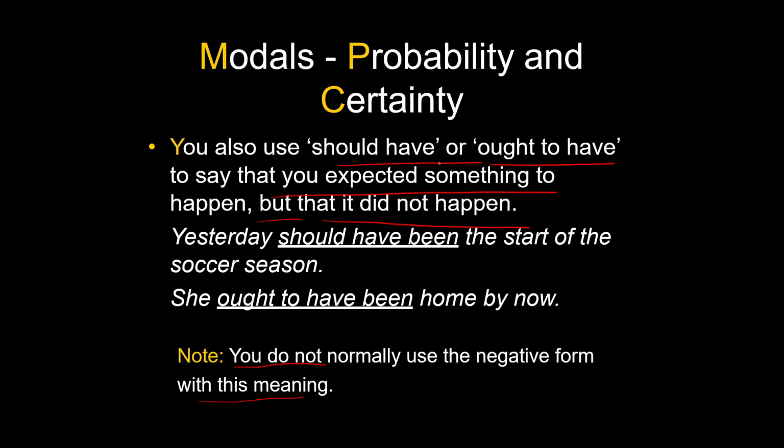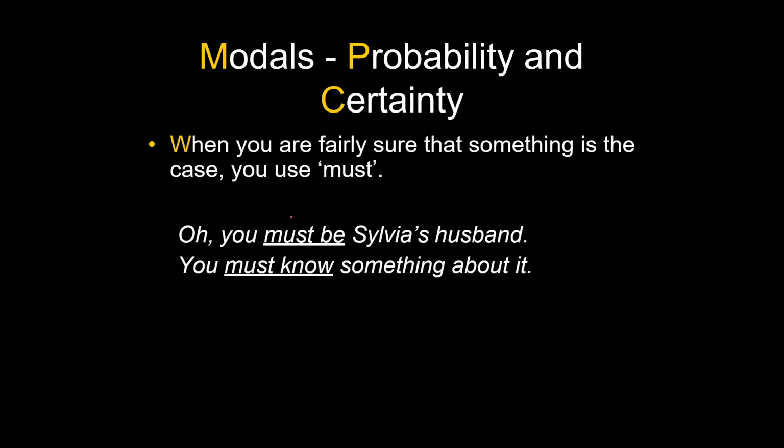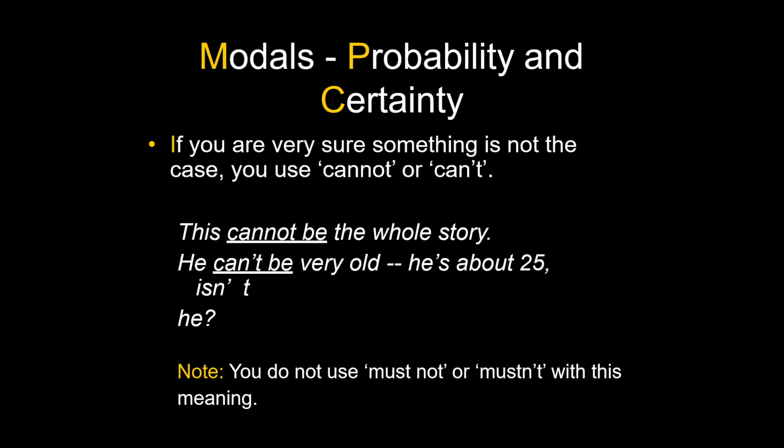Basically with should have and ought to have, we don't use the negative form. Similarly, when we are fairly sure that something is the case, we use must. For example, "Oh, you must be Sylvia's husband." It reflects that the speaker is sure. Okay, we must know something about it. So it reflects again that the speaker is sure about that statement.